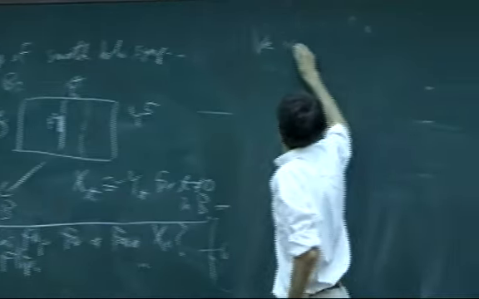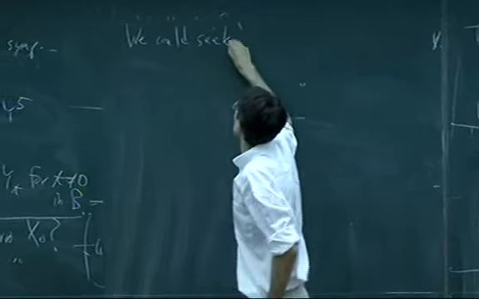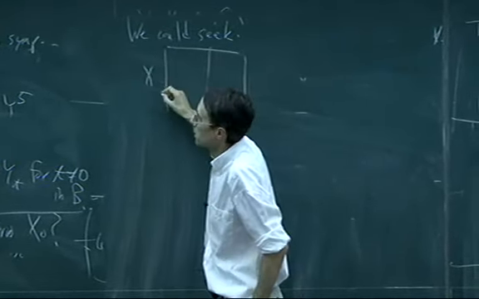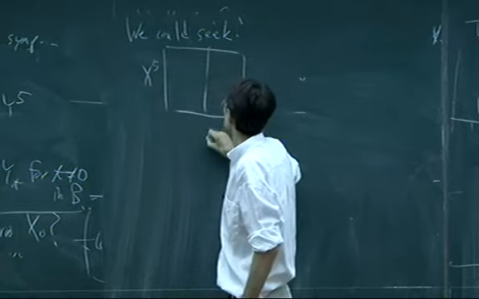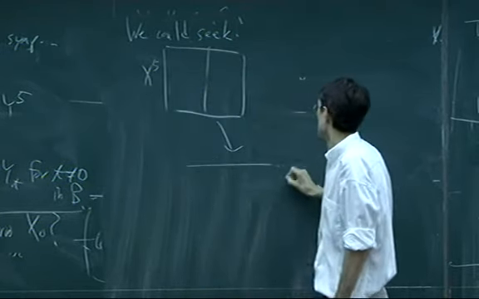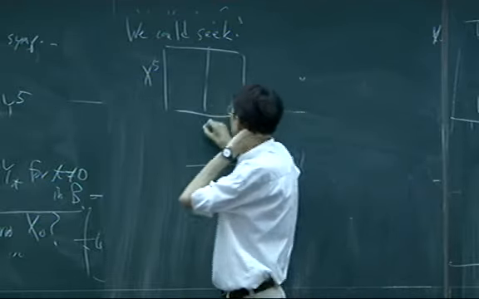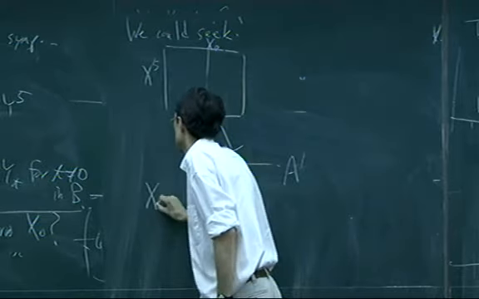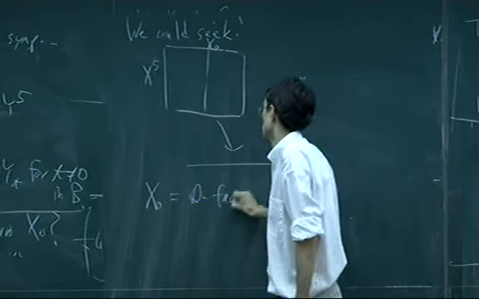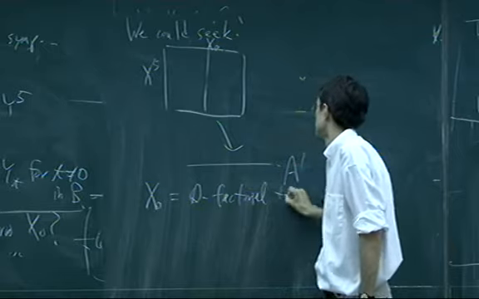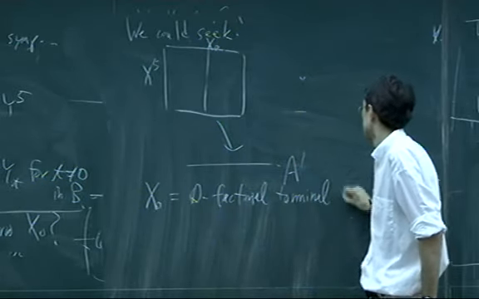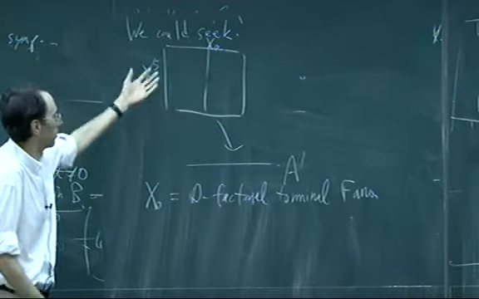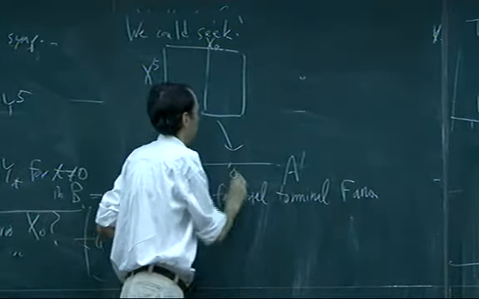So we could seek a picture like the following. Keeping the dimensions the same, we could look for a fivefold mapping to, I don't know, the affine line, let's say, with some special fiber such that X naught is a Q-factorial terminal Fano. We'd like this to be a flat projective morphism.